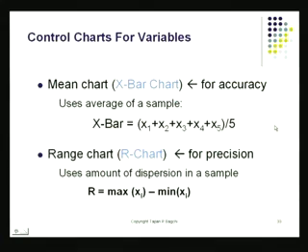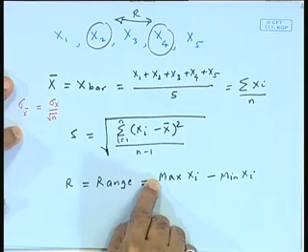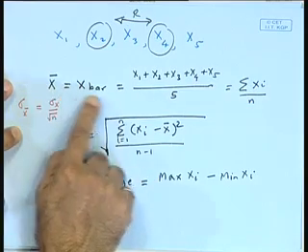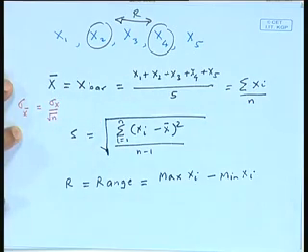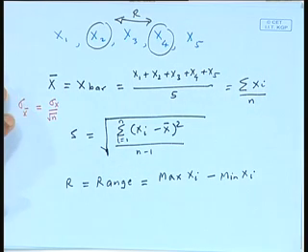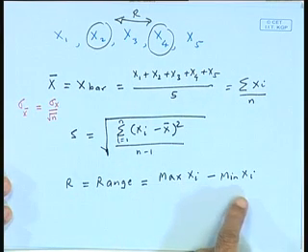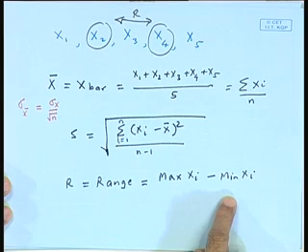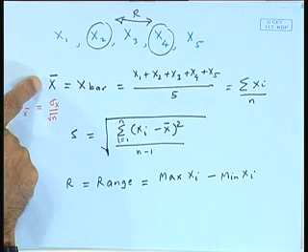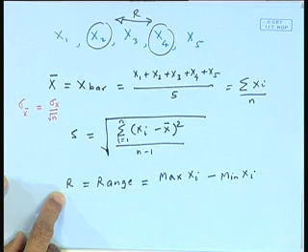Remember the formula that I gave you. I gave you a little formula, if you remember, and that shows you how to calculate your X-bar quantity. X-bar is sigma xi divided by n. That's it. And range is even simpler: max value of xi minus min value of xi. That's range. X-bar is going to help you monitor accuracy of the process and R is going to help you monitor the precision of the process.